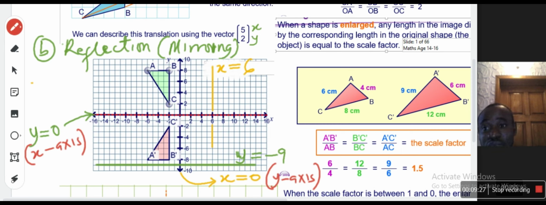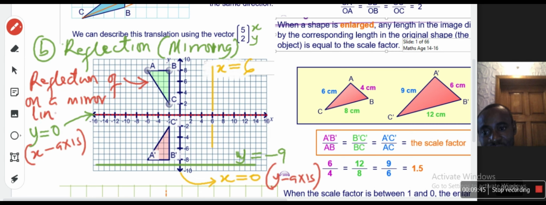So you can simply say reflection of this on a mirror line which is y equal to 0. That's how to describe it. So this shape, the original shape ABC, is reflected by this mirror line y equal to 0.